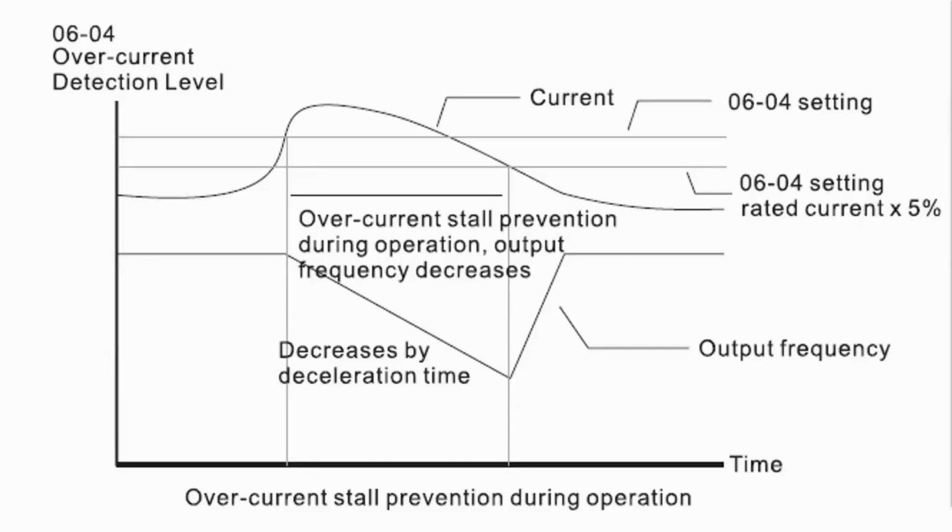You can see here that you can program this in parameter 604, and the drive can detect this. If the output current is above the level that you programmed, then the drive can automatically decrease the output frequency until the output current drops below 6.04. Then it can increase back to the previous setting.